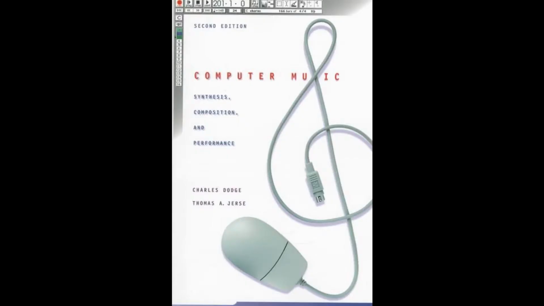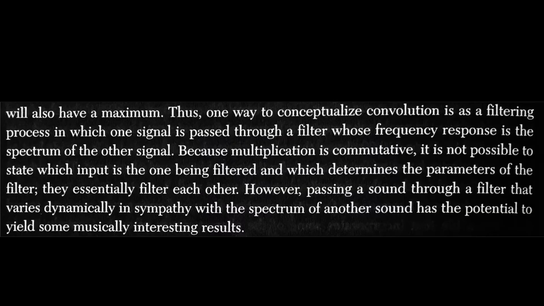So the clearest definition I found is from the book Computer Music Synthesis, Composition, and Performance by Charles Dodge and Thomas A. Jerse. One way to conceptualize convolution is as a filtering process in which one signal is passed through a filter whose frequency response is the spectrum of the other signal. Because multiplication is commutative, it is not possible to state which input is the one being filtered and which determines the parameters of the filter. They essentially filter each other. However, passing a sound through a filter that varies dynamically in sympathy with the spectrum of another sound has the potential to yield some musically interesting results.